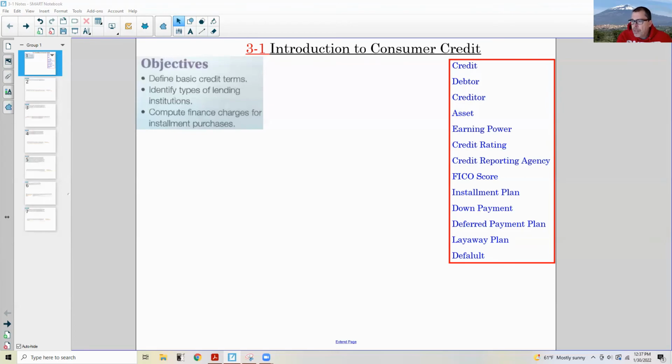Installment plan. Some stores offer credit-worthy customers the convenience of paying for merchandise or services over a period of time. That is an installment plan. So that's a store credit.